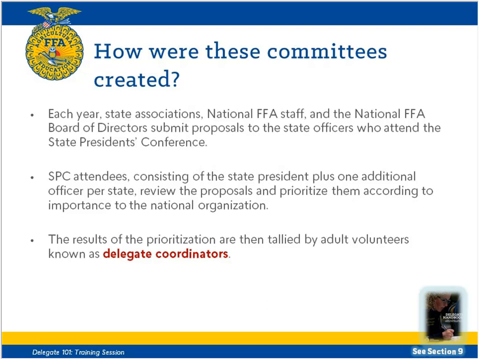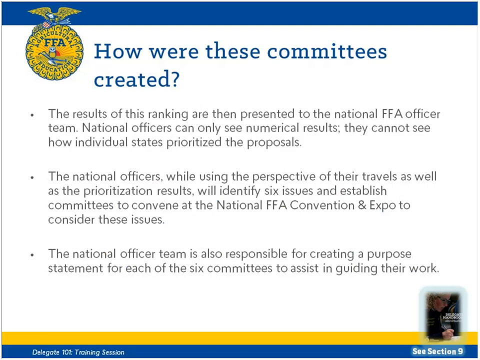The results of the prioritization are then tallied by adult volunteers known as delegate coordinators. The results of this ranking are then presented to the National FFA officer team. National officers can only see numerical results. They cannot see how individual states prioritize the proposals. The officers, while using the perspective of their travels, as well as those prioritization results, will identify 6 issues and establish committees to convene at the National FFA Convention and Expo to consider these issues.